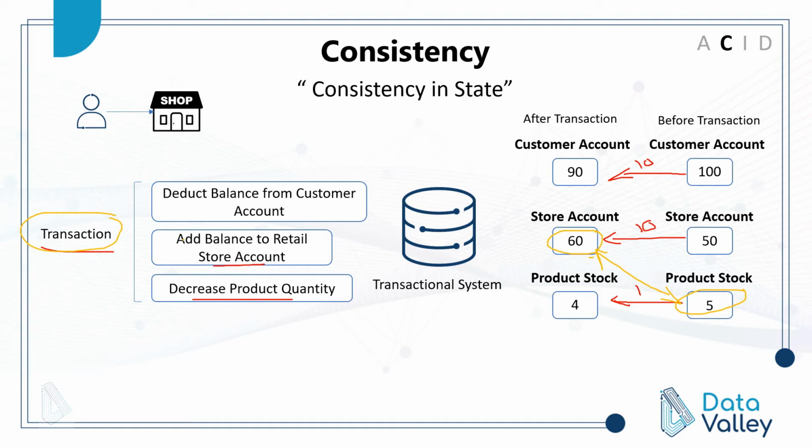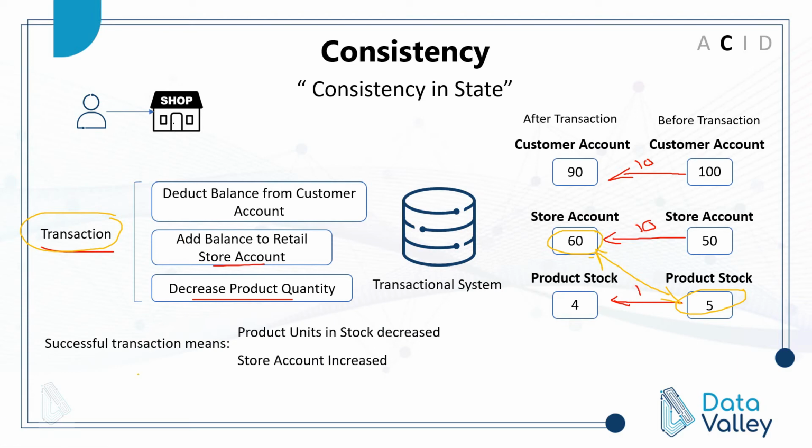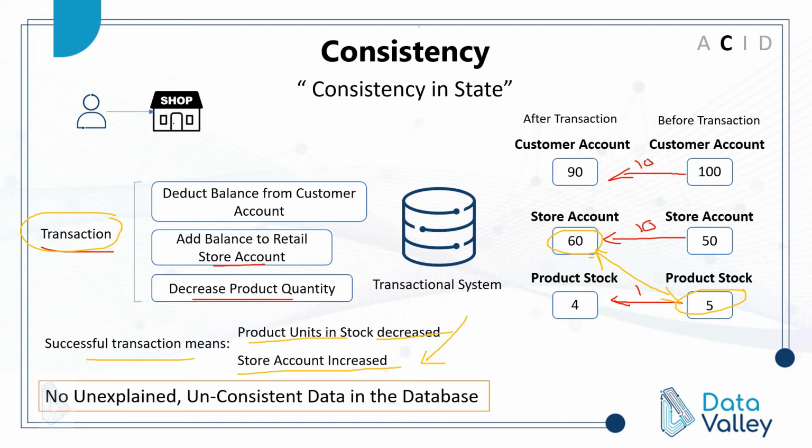So when we apply a transaction on a database in general, the transaction should not change the consistency of data in our database. In our case, a successful transaction means the product units in stock will decrease and the store account will increase. So by consistency, we mean we shouldn't have unexplained or inconsistent data in our database after we apply our transactions.